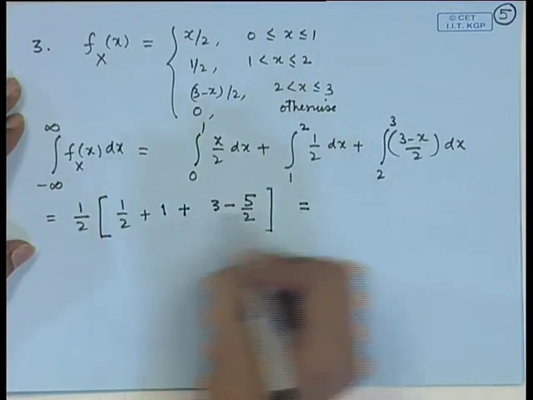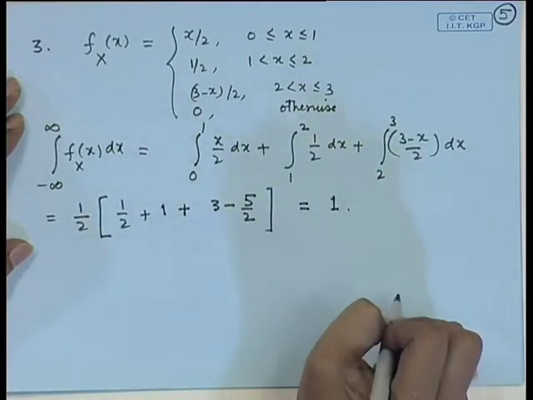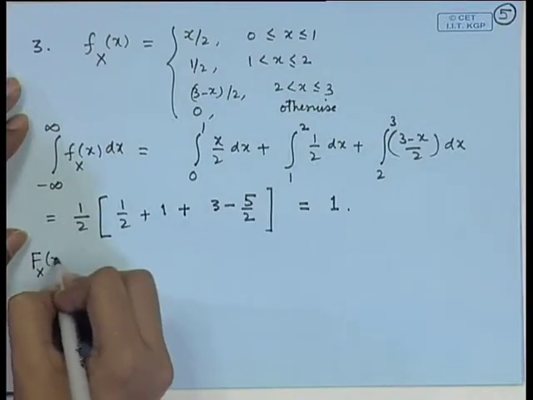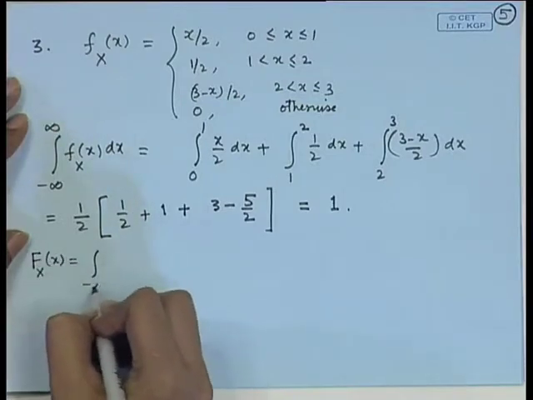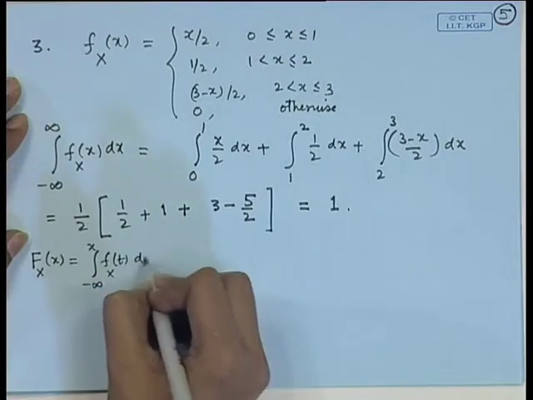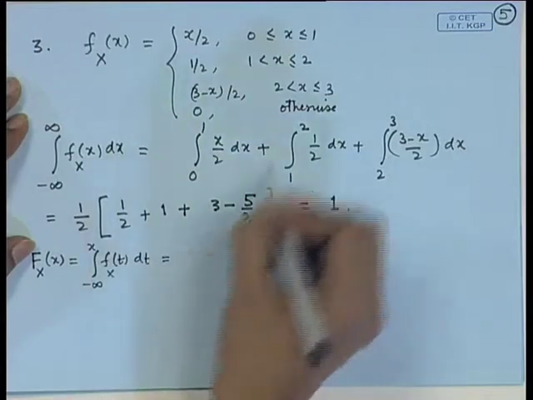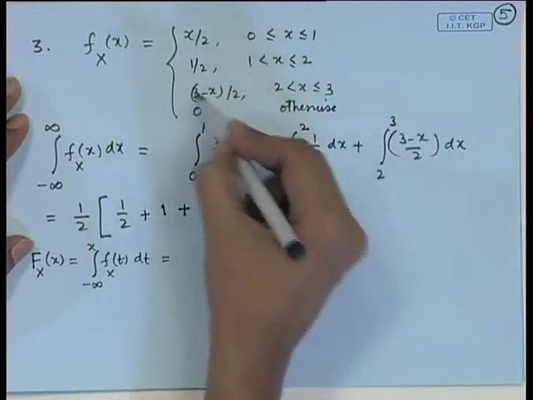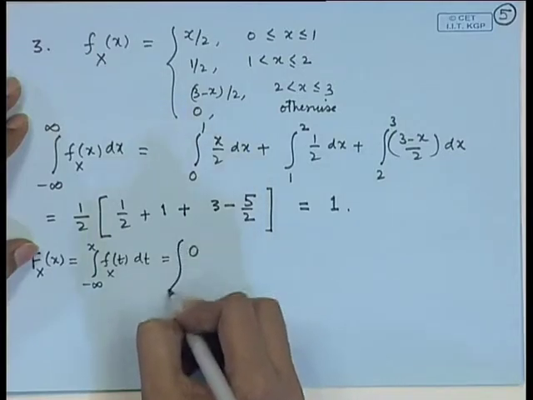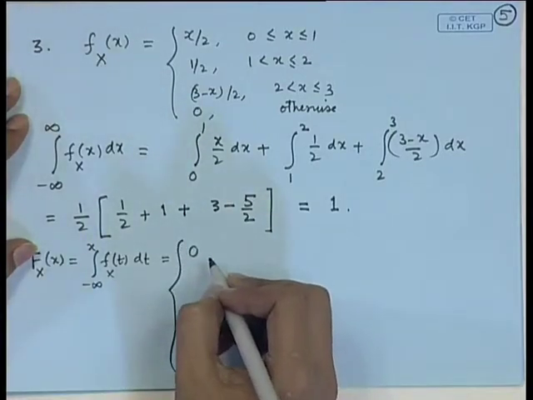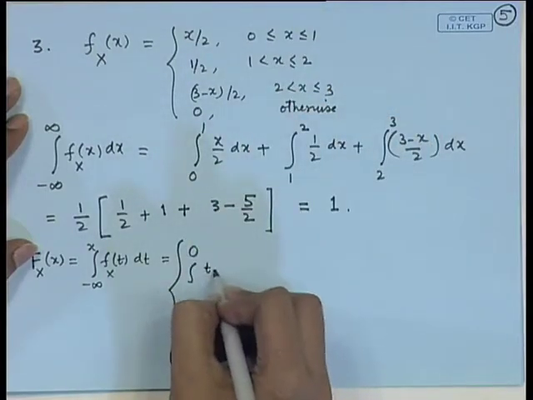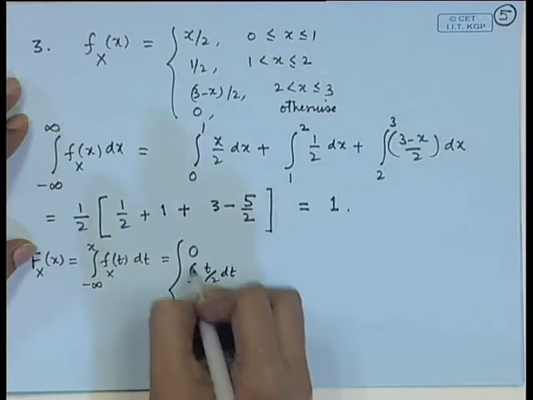So, clearly this is equal to 1. If we want to write down the cumulative distribution function of this, then it is the integral from minus infinity to x of f(t) dt. So, for x less than 0, we are integrating only 0, so this will be equal to 0. In the other regions, for 0 to 1, we have to integrate the term t by 2 dt from 0 to x.